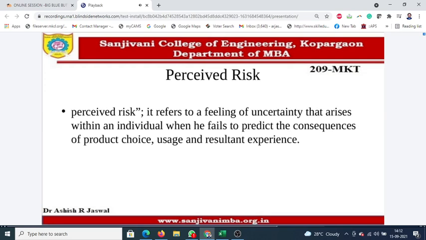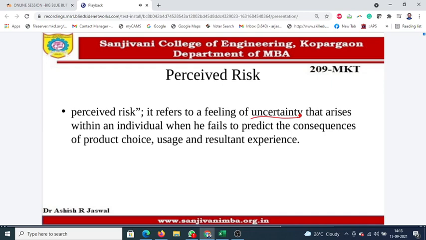He is facing that. So the purchase process results in a state of anxiety and tension, with respect to negative consequences that could result from product usage. This state is called perceived risk. What is it? It is a feeling of uncertainty.